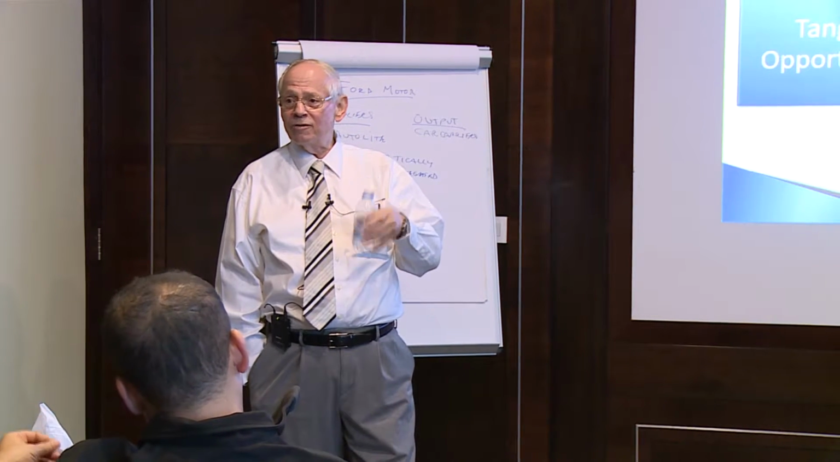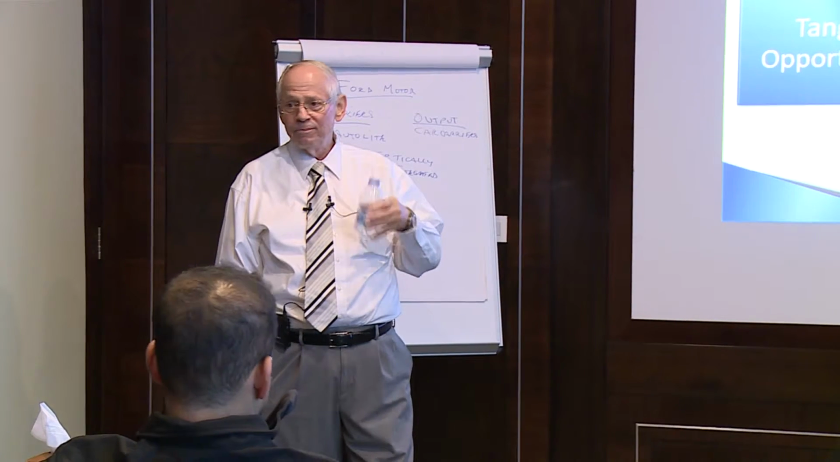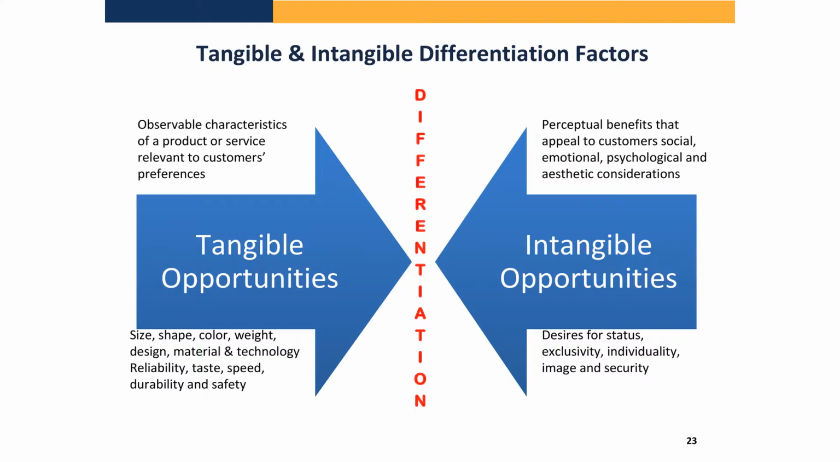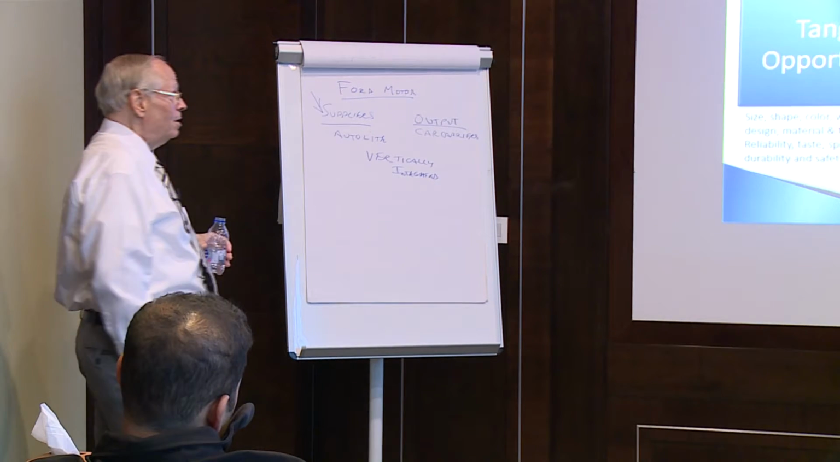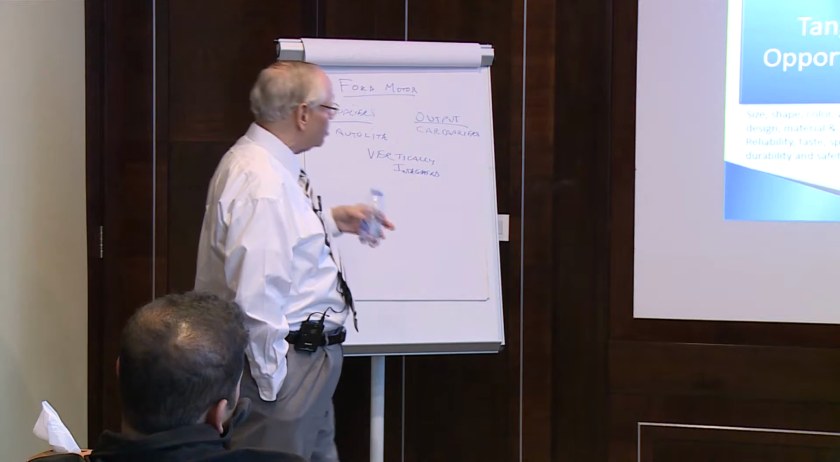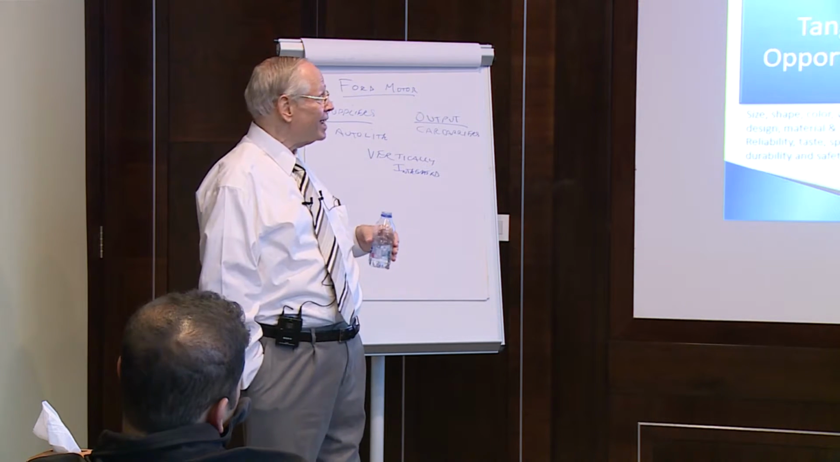Tangible is something you can see, you can feel, you can touch. Intangible, you can't. So a tangible opportunity is an observable characteristic of a product or service relevant to customers' preferences, and companies use these. Tangible opportunities could be size, shape, color, weight, design, material, technology, reliability, taste, speed, durability, safety. You could be talking about food, you could be talking about cars. Those are tangible opportunities.